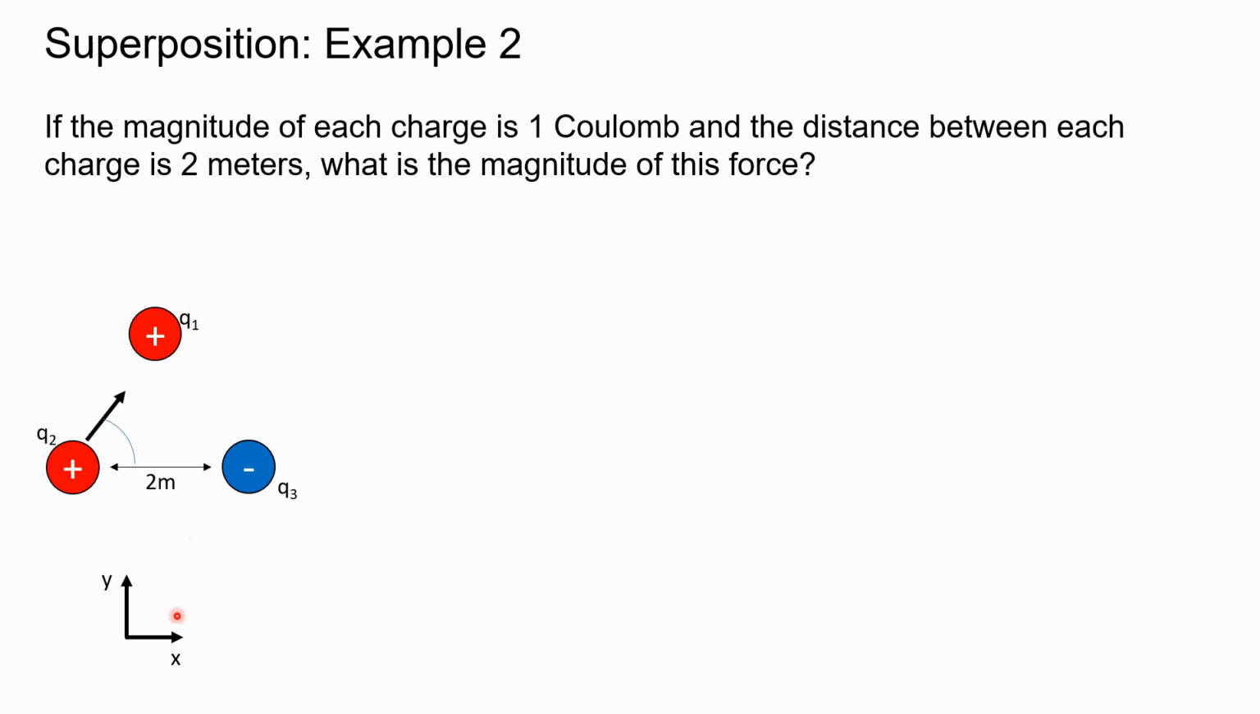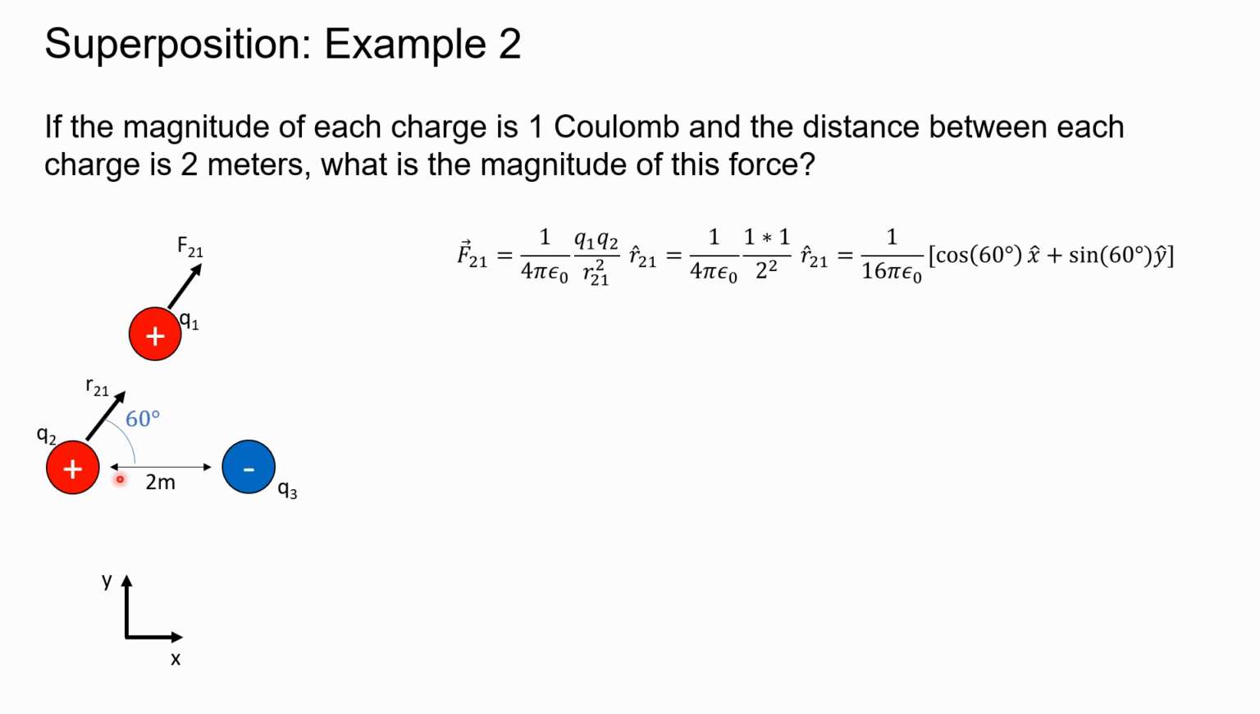We'll be adding vectors in this problem, so it's useful to create our own coordinate system. We've made x pointing in the horizontal direction and y pointing in the vertical direction. We can again start with F21. What is the force by Q2 onto Q1? From Coulomb's law, we know that this is given by 1 over 4 pi epsilon naught, Q1 Q2, divided by the distance between the two particles squared, and then multiplied by the unit vector pointing from Q2 to Q1. So r21, the unit vector, is given here, pointing from Q2 to Q1.